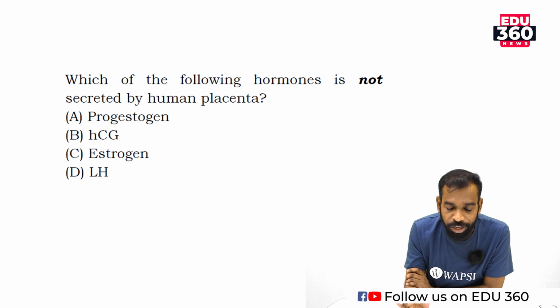Then option C, estrogen is secreted by the placenta. Then what about LH? LH is a luteinizing hormone secreted from the pituitary gland. So here the answer is option D, that is LH.